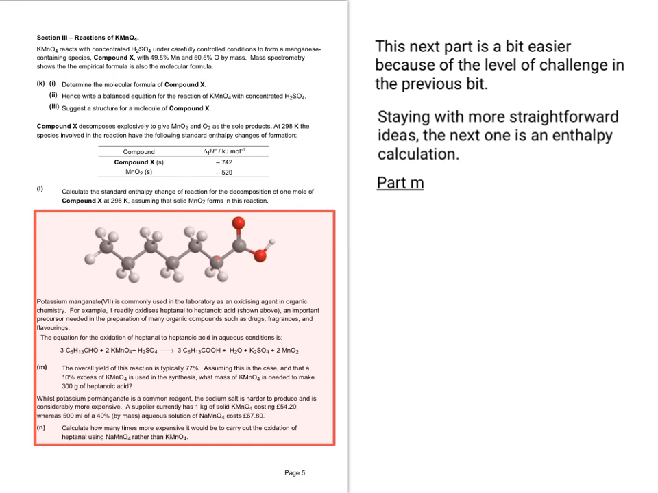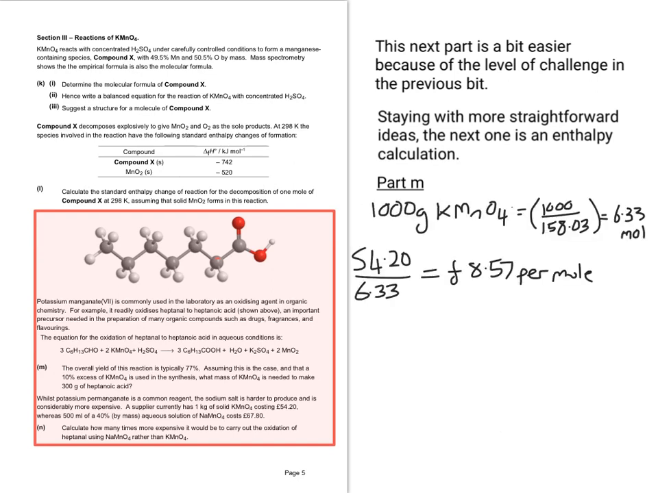So the next part asks you to compare the costing of this particular process with the equivalent using sodium permanganate, sodium manganate 7, NaMnO4. So they're asking you how many times more expensive it would be to carry out the oxidation of heptanal using that rather than the potassium equivalent. So the way to start this is to work out how many moles of KMnO4 are in 1 kilogram, and then work out the cost per mole.